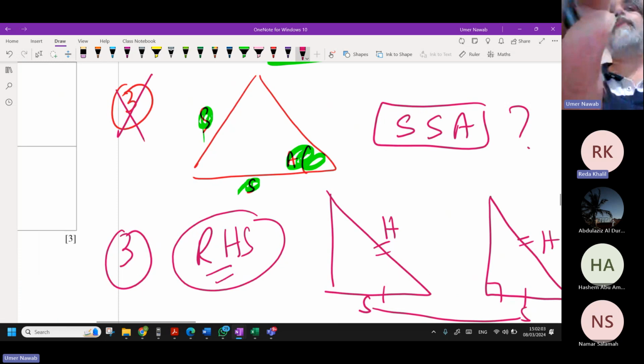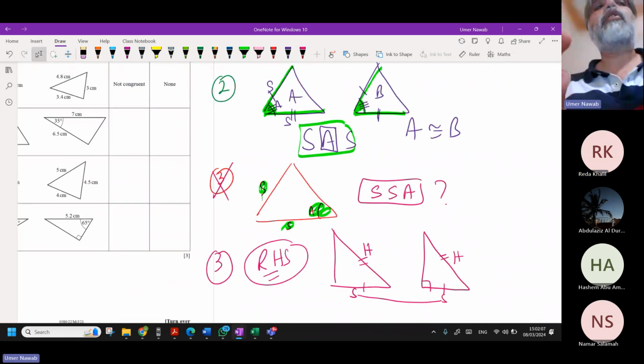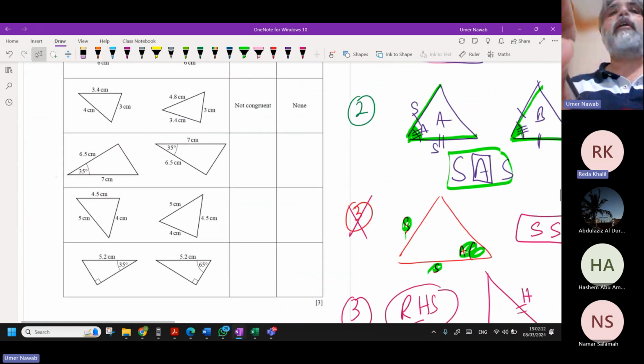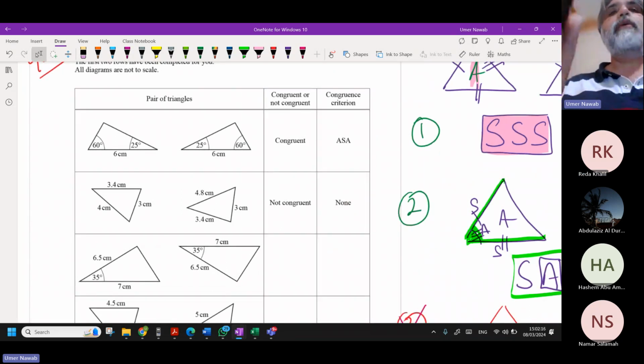HL property, hypotenuse. I think maybe Mr. Ahmed has taught you the HL property. Yes, you can call it that. Normally, I call it the RHS property. You got my point. So, guys, let's check how the examiner has given it to you.